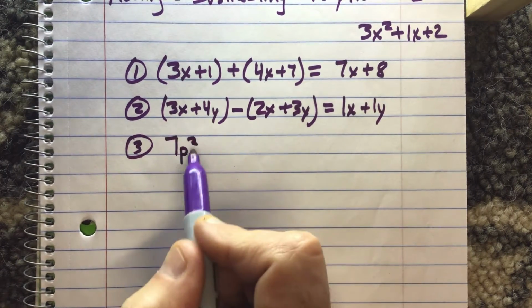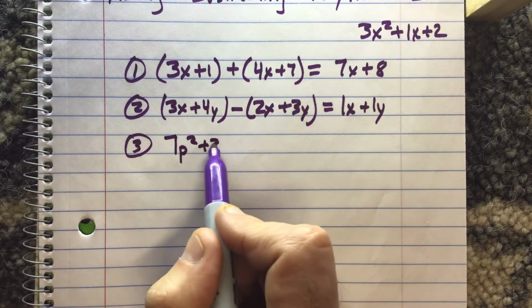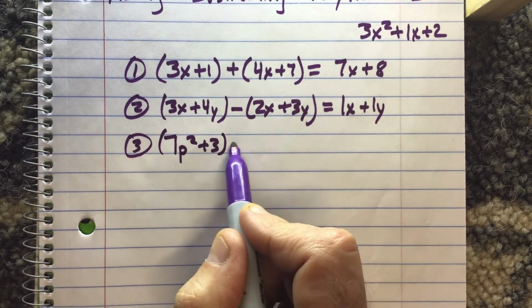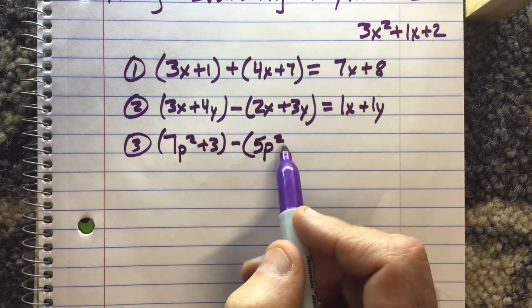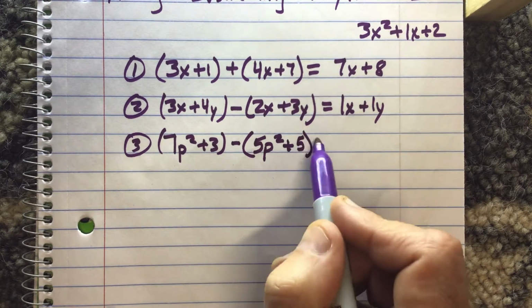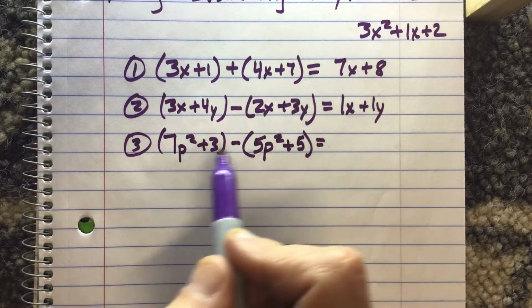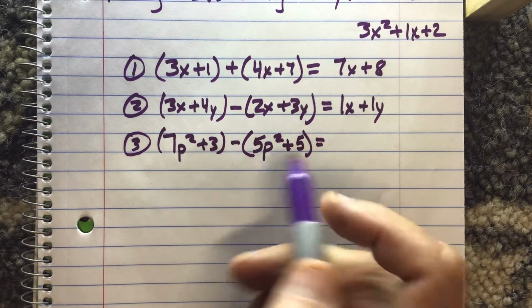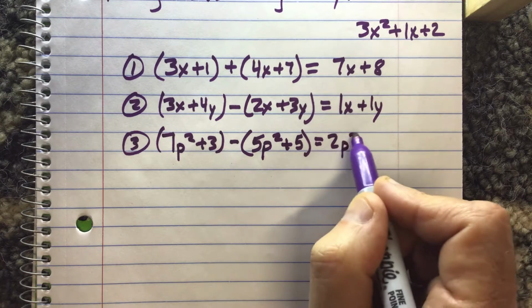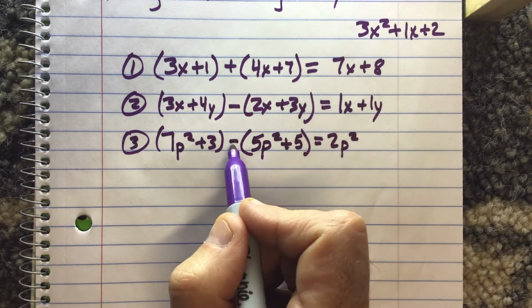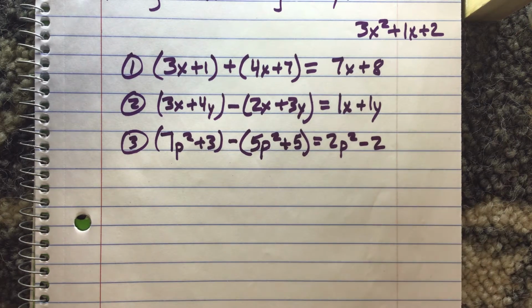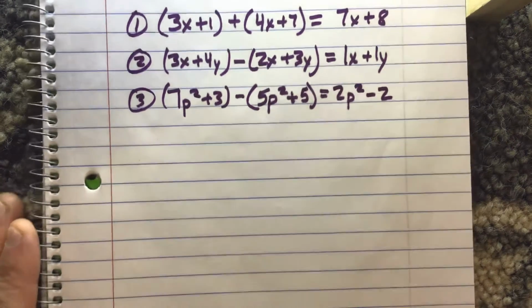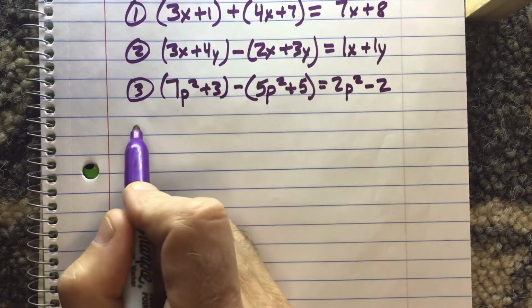7p squared plus 3 minus 5p squared plus 5. 7p squared minus 5p squared is 2p squared. And 3 minus 5 is negative 2. Okay, so this is pretty straightforward. Let me just do 2 more just to make sure I've covered everything.